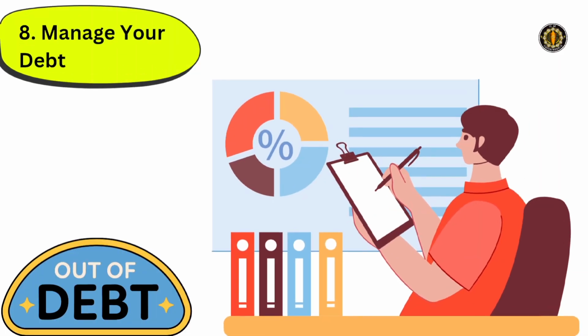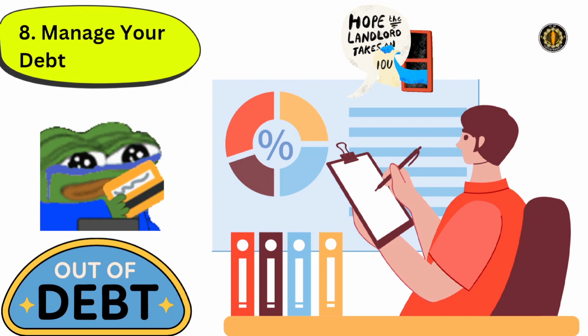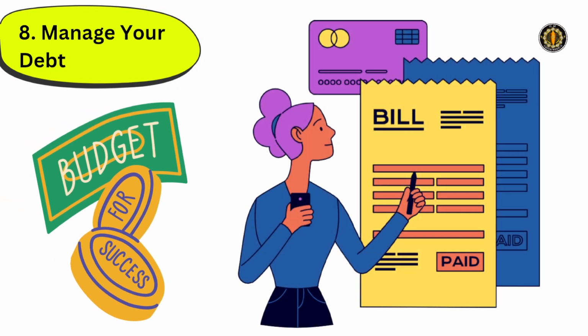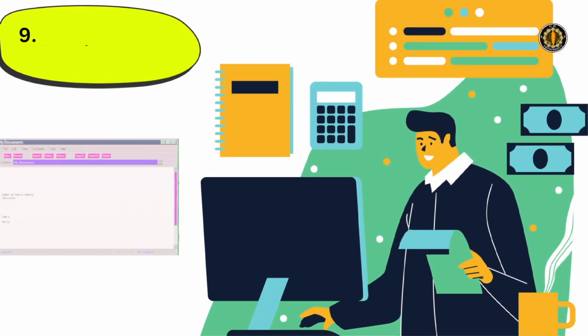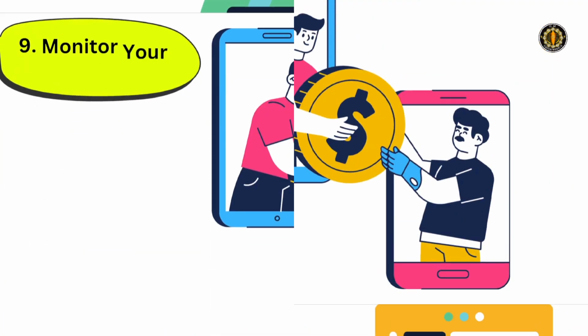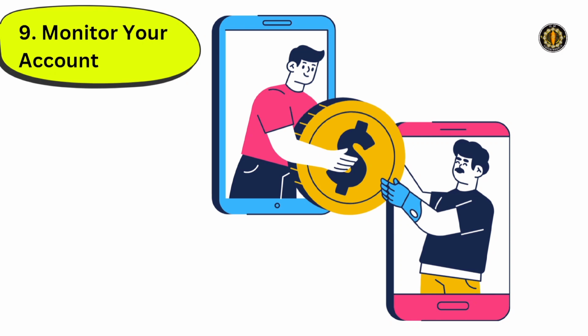8. Manage your debt. It's essential to use your line of credit responsibly and avoid borrowing more than you can afford to repay. Be mindful of your spending and only borrow what you need. 9. Monitor your account. Keep track of your line of credit account regularly to monitor your borrowing activity, check your balance, and ensure that you're meeting your repayment obligations.